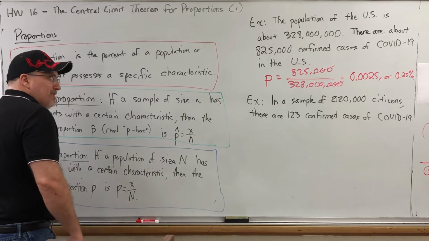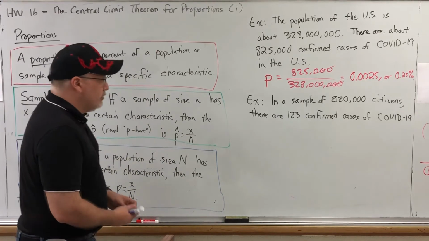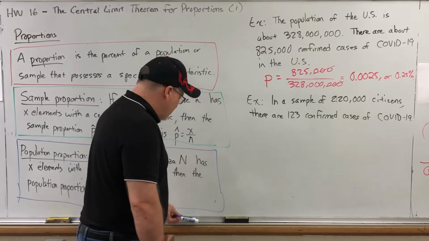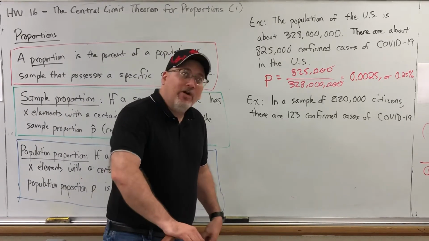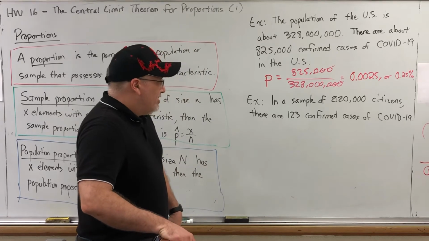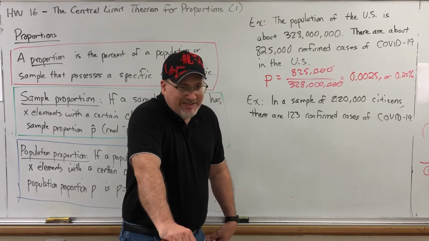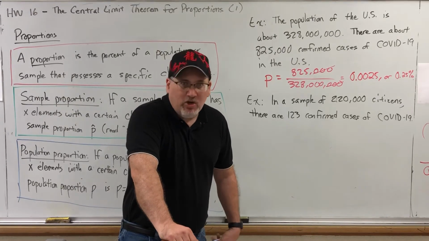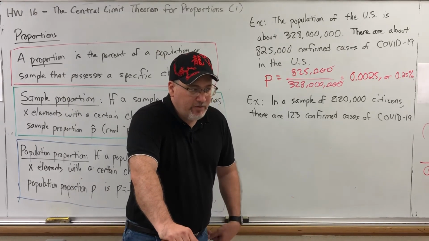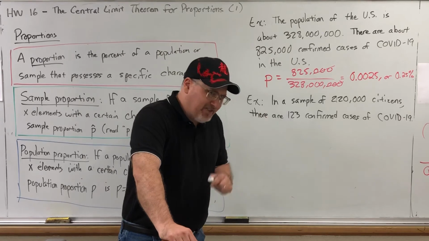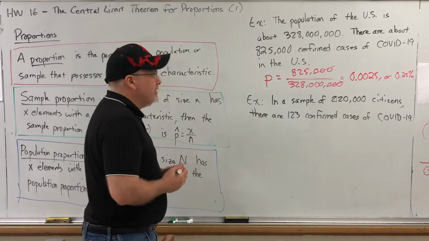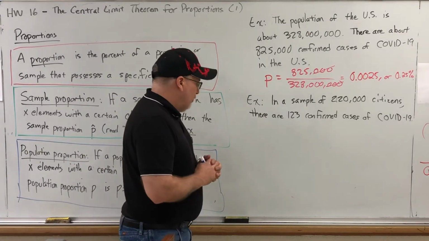But I would be remiss if I didn't point out that out of those 825,000 confirmed cases, there are some that have recovered. I don't know the exact number, and I'm not going to pause the video to look it up, but I do know, for example, in Smith County, more than half the COVID-19 cases have recovered. Actually, I think it's a little less than a half. I forget the number off the top of my head. But let's take a look at a sample.